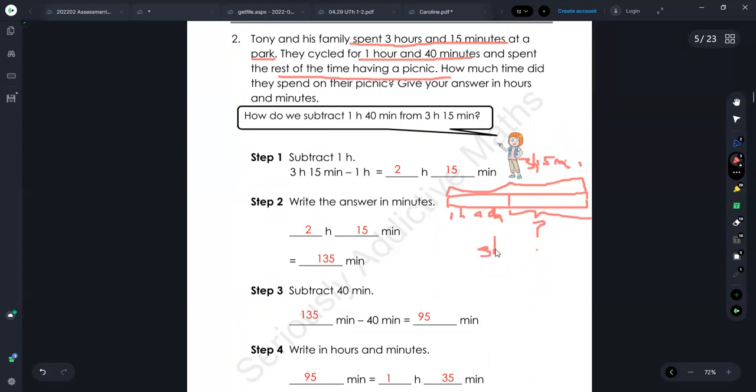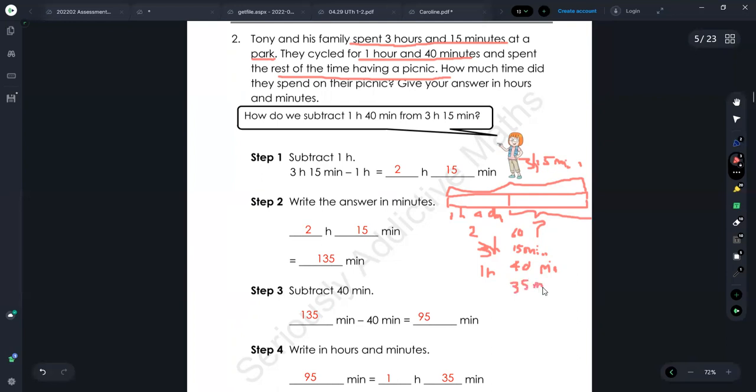3 hours. Remember to write the hour and minutes in. Don't just write 3 and 15. This is to avoid them confusing it with 315. 3 hours 15 minutes minus 1 hour 40 minutes. Then you ask them, can 15 minutes minus 40? Nope, you can't. So you need to regroup. You put 1 hour here, which means you are adding 60. 60 plus 15, and this becomes 2 hours. So 60 plus 15 is 75. 75 minus 40, you get 35 minutes.